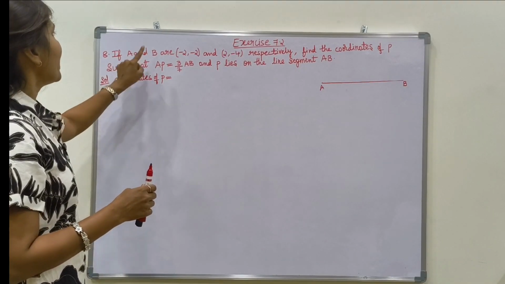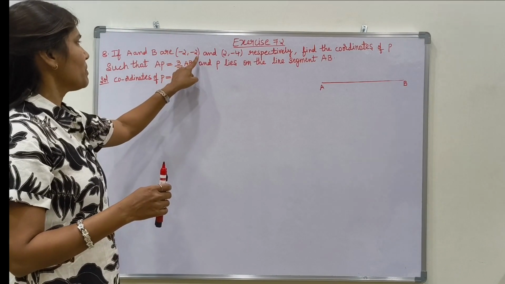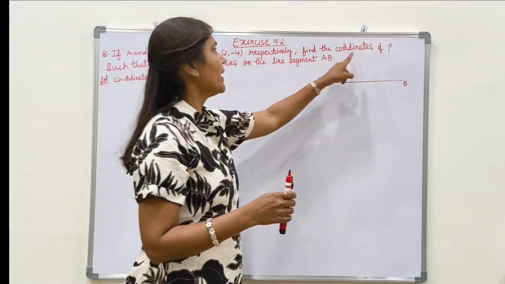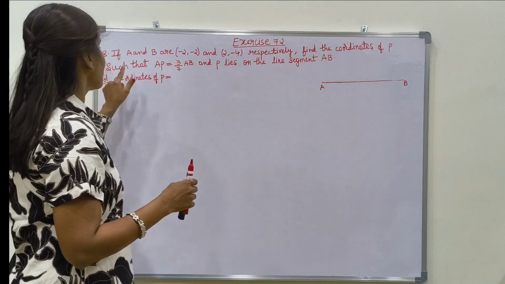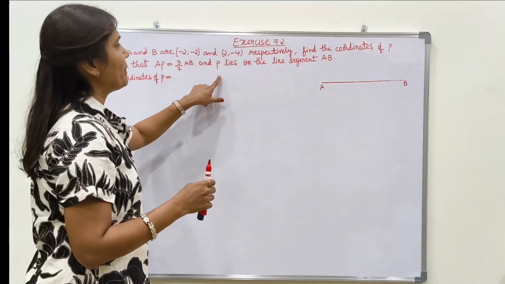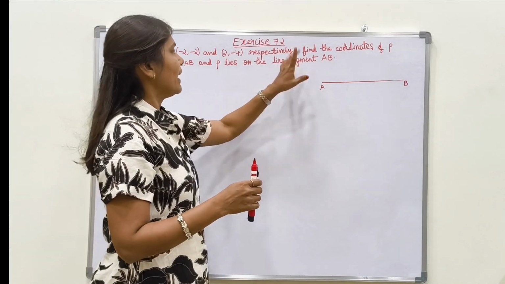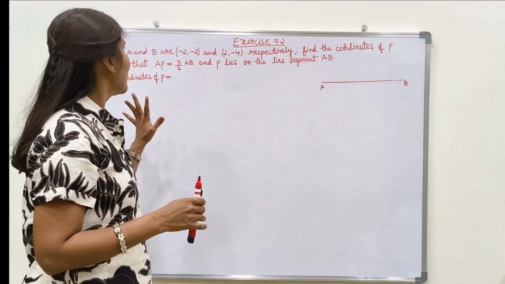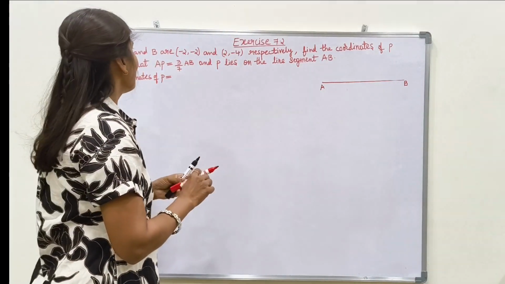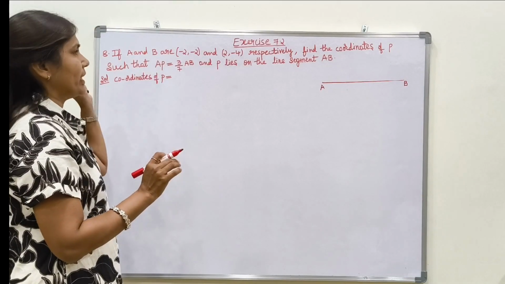See, if A and B are (-2, -2) and (2, -4) respectively, find the coordinates of the point P such that AP is equal to 3/7 AB and P lies on the line segment AB. In this one, there is one line segment, that is AB. Here A and B coordinates are given.